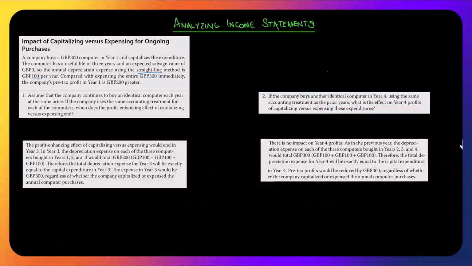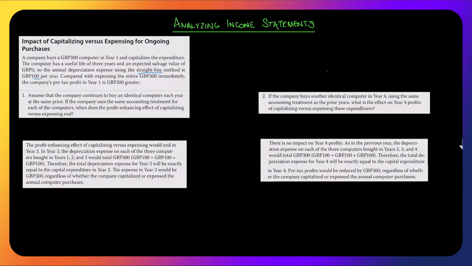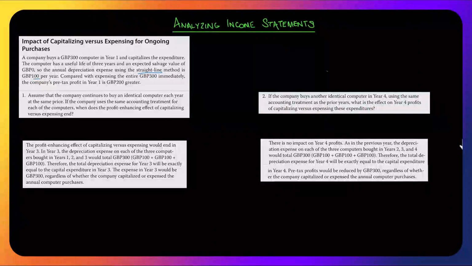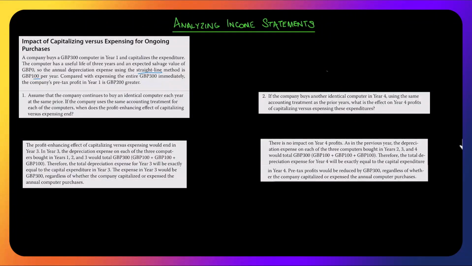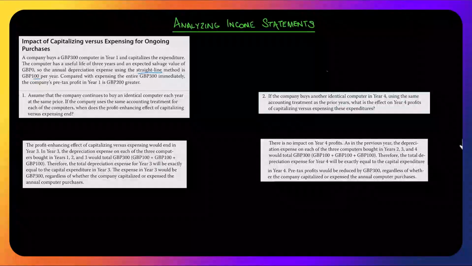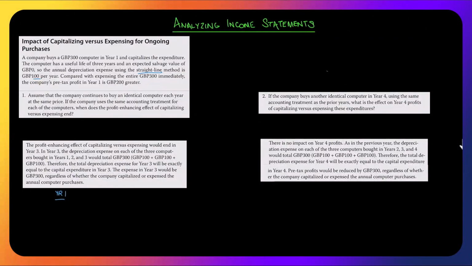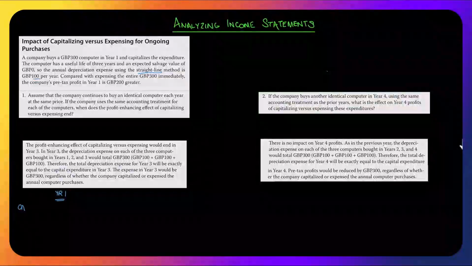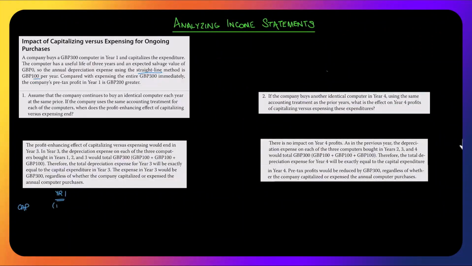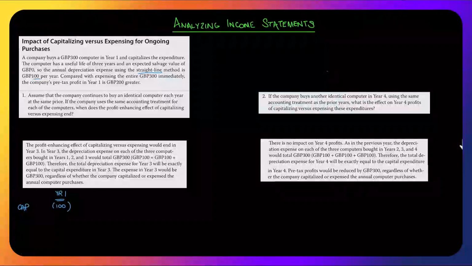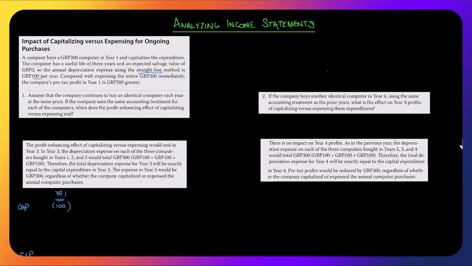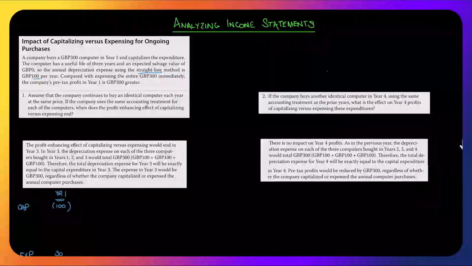Compared with expensing the entire 300 immediately, the company's pre-tax profit in year 1 is £200 greater. I agree, that's fairly straightforward. So year 1, having capitalized it, we're just charging $100 of depreciation expense. If you expense it, the whole $300. You can see there's a difference of $200.